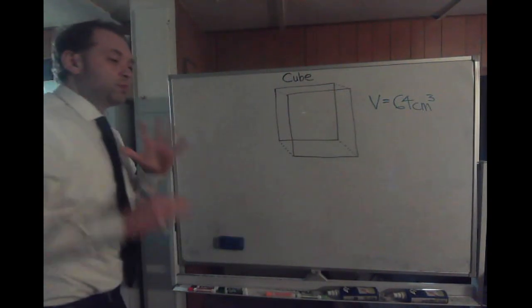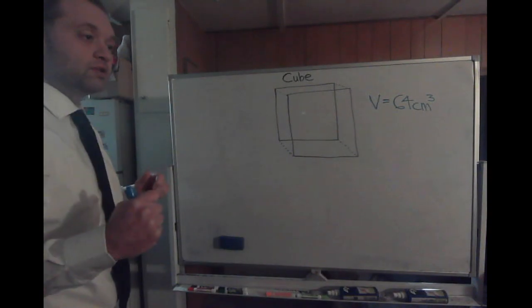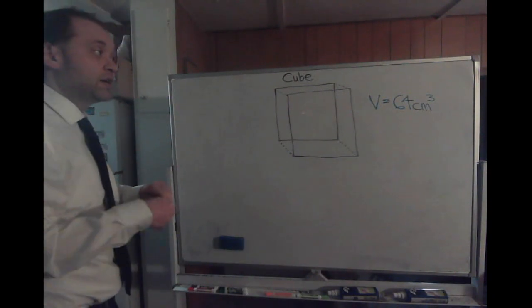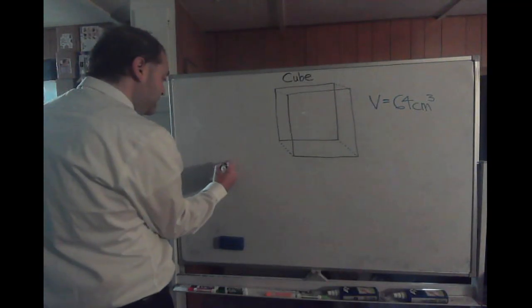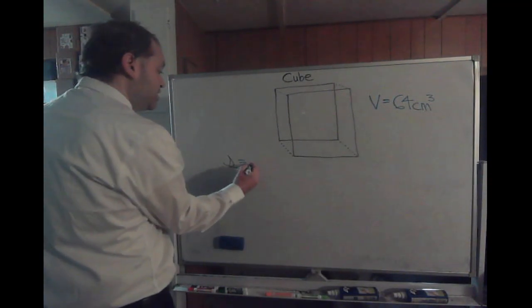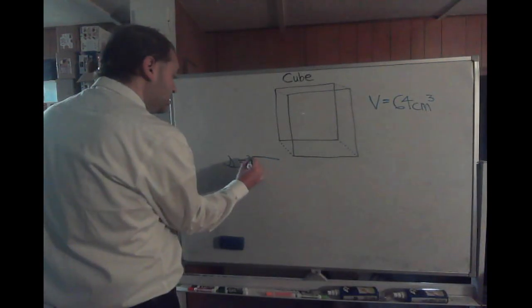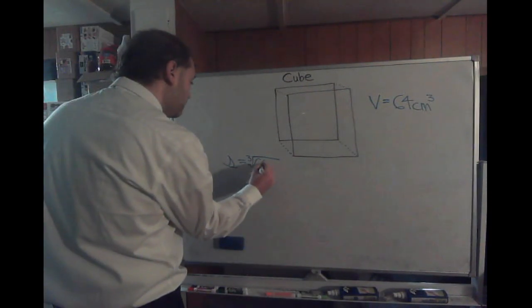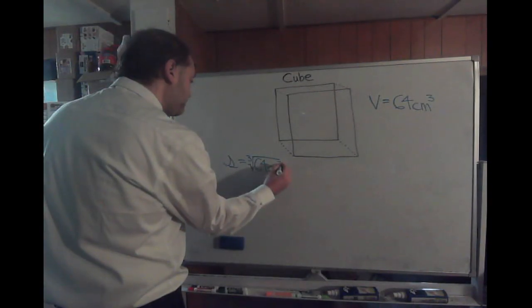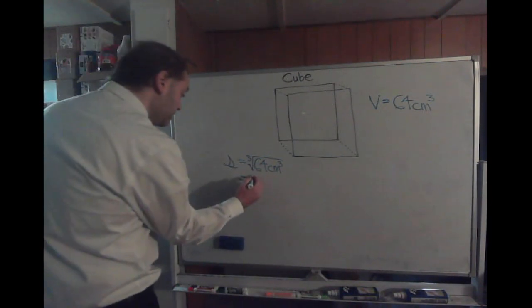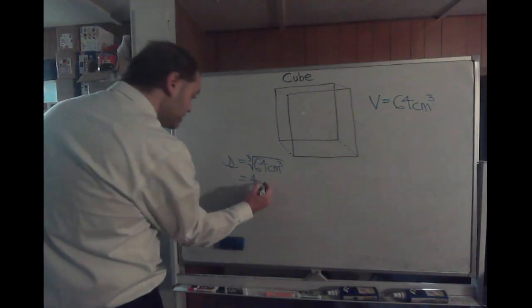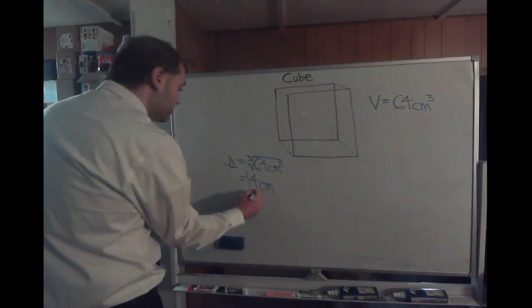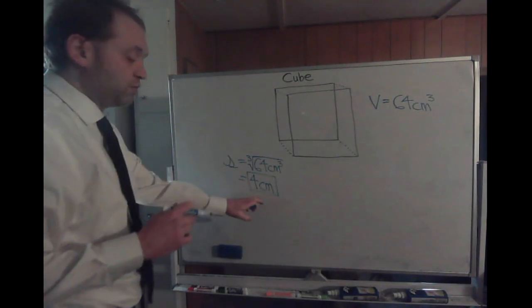Alright, this time we're given the volume would be 64 centimeters cubed. We'll use centimeters for the unit. So we have a volume of 64 cubic centimeters. We need to find the length of the side and then the surface area. So to find the length of the side, you'll take the cube root of your volume, which would end up being 64 cubic centimeters. Well, the cube root of 64 is 4. Cube root of centimeters cubed is just centimeters. So the length of a side of this cube is 4 centimeters.